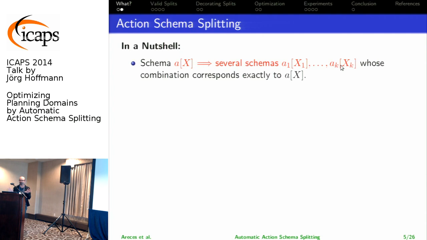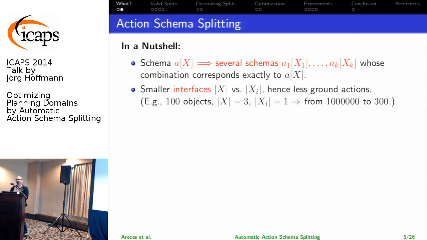Why would you want to do that? Well, if your action schema has a lot of parameters, the grounding is going to be huge. It's exponential in the number of parameters. So here you've got a simple back-of-the-envelope calculation example.